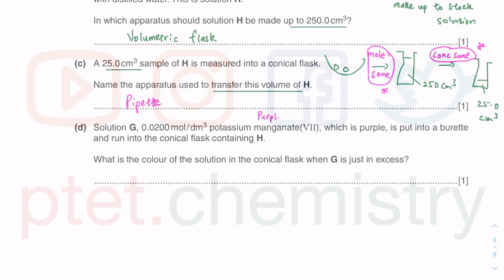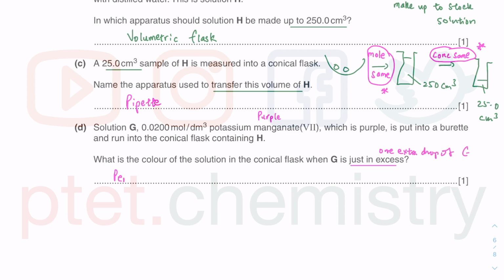I talked about it in ATP3. I said there's another experimental tutorial video on this, so you should have a look at that if you're unfamiliar with what I'm talking about here. You put it into the burette, so your burette is going to look intensely purple. What is going to be the color of the solution when G is just in excess? Basically, one extra drop of this purple color solution.